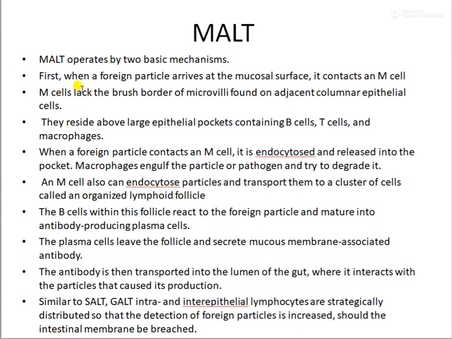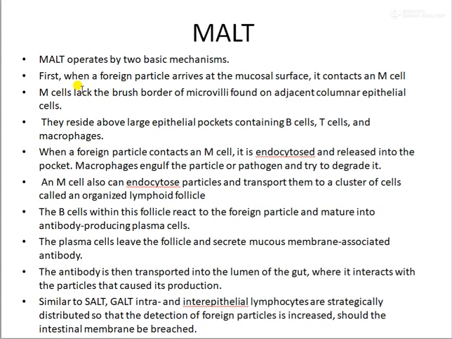So as I told you, you have the M cell. When the foreign particle arrives at the mucosal surface, it contacts an M cell, which usually lacks microvilli. Inside, there are epithelial pockets containing B cells, T cells, and macrophages. The foreign particle is endocytosed by the M cell and released into the pocket, and the macrophage will engulf the particle and try to degrade it.